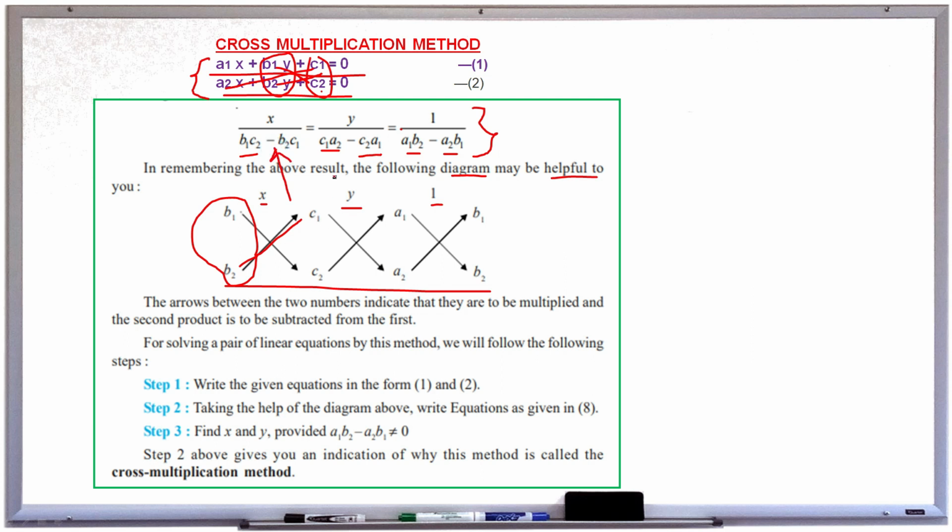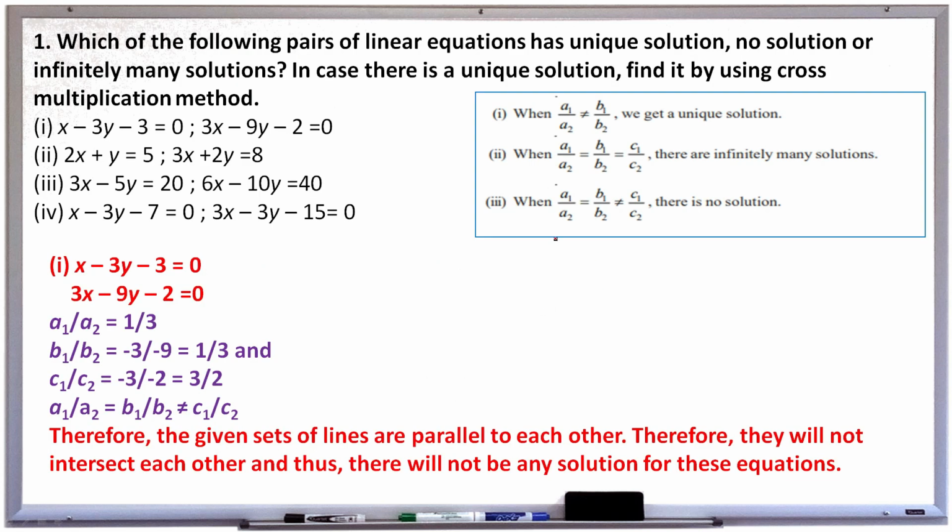Second one, y by c1 a2 minus c2 a1, then 1 by a1 b2 minus a2 b1. So this way you can remember the formula. The diagram will help you to remember or understand the formula easily. Now we are going to use this cross multiplication method to solve linear equations with two variables. Exercise number 3.5, question number 1.